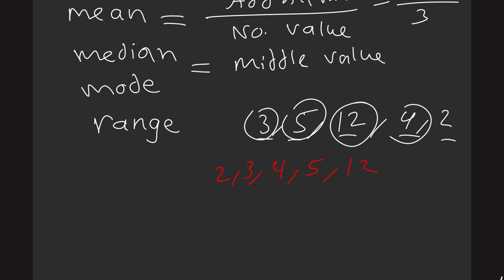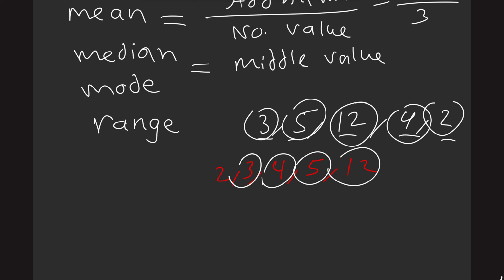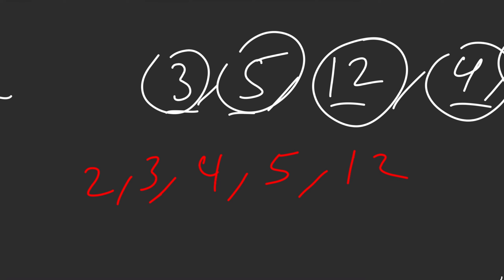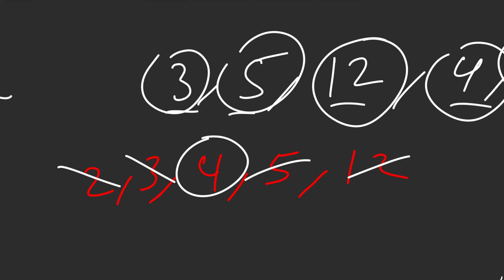1, 2, 3, 4, 5. 1, 2, 3, 4, 5. So I'm right. Next, I'm gonna cross the outside numbers. Cross, cross, cross, cross. I have the middle value is 4 without needing to add anything or divide by anything. So the answer, the median, in this case is 4.